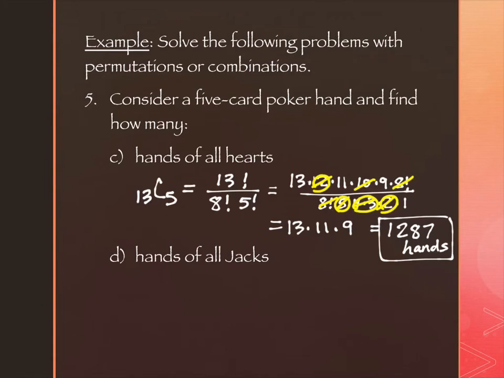Okay? Hands of all jacks. That's going to be 4. There's only 4. And how many are supposed to be in my hand? 5. Mm-hmm. So what's the answer? 0. Okay, there are 0 hands of all jacks.